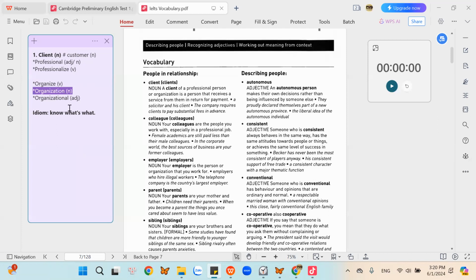Organization có nghĩa là một cái tập đoàn, một cái group of people working for you. Organizational liên quan đến tổ chức. Tôi có một cái hệ thống tổ chức. I have an organizational system. This system is well organized. This system is effectively organized. That is organizational. So, all right, I know what's what.